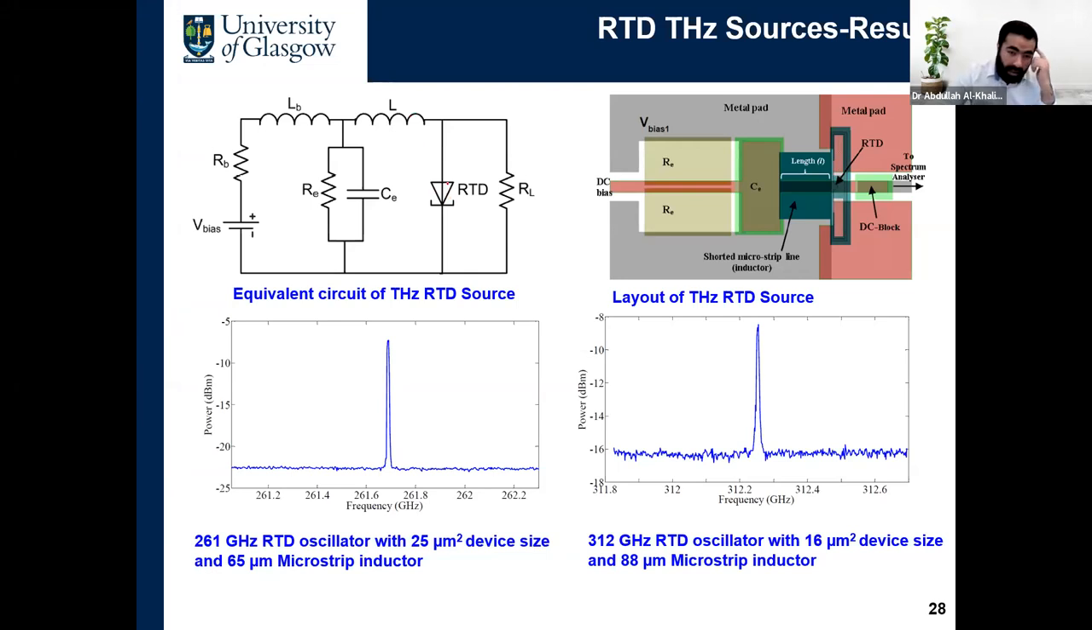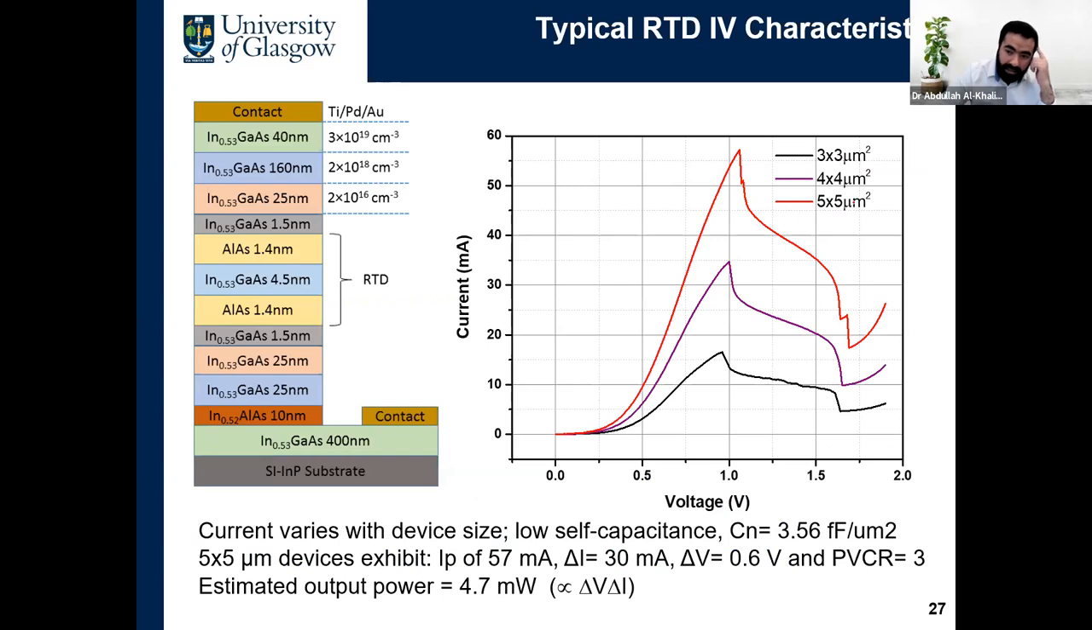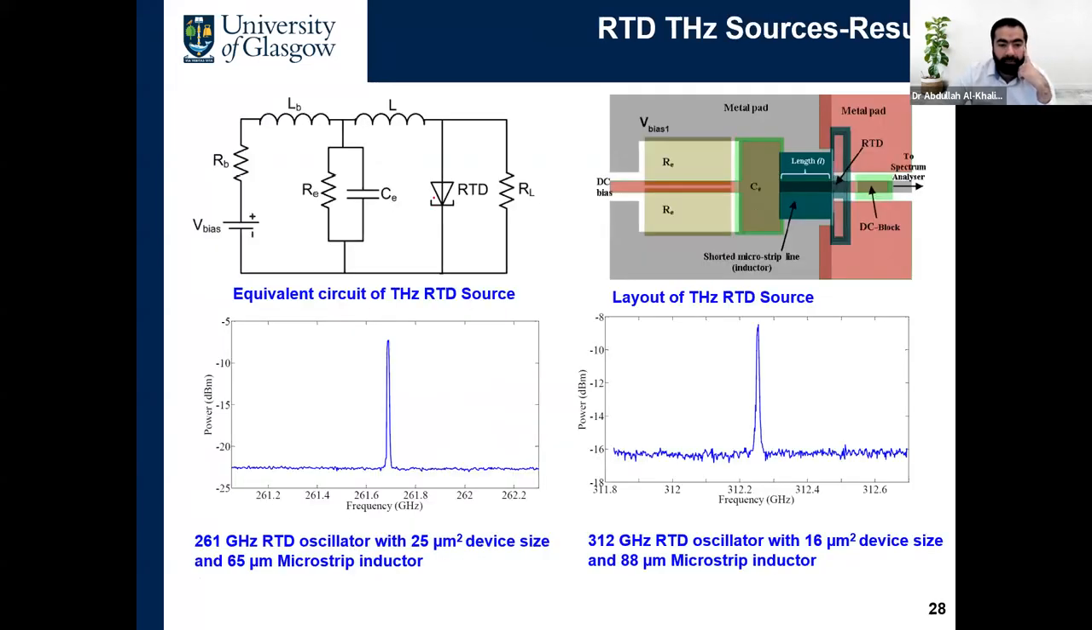As I mentioned in the previous slide, once we select the size, let's say 5x5, we know how much capacitance we have. Then based on the frequency that we require, we will design the L to provide that frequency. So this L will be designed based on the capacitance of the device. Then we have a shorted capacitance here, C, that will short the RF signal, so it will go this way.